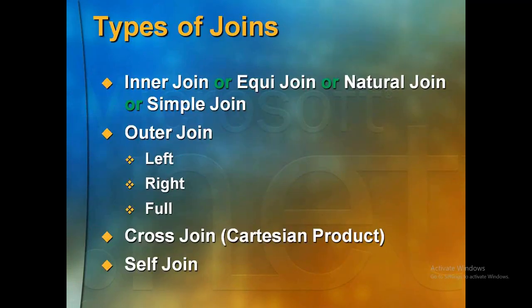Types of joins in SQL. Not only in SQL Server, Oracle, MySQL, Teradata, Netezza, any SQL software you're talking about, these are the joins we have: inner join, or equi join, or natural join, or simple join. We can have outer joins. In outer, we have left, right, and full. Then cross join, Cartesian product, and self join.